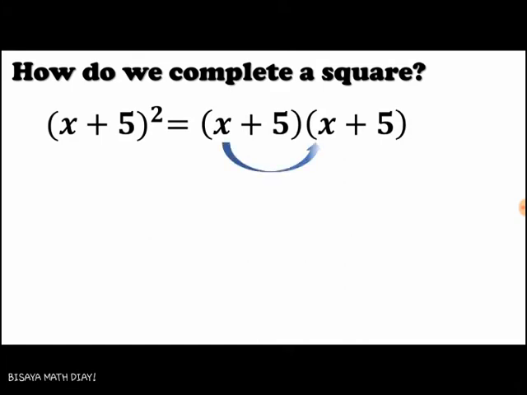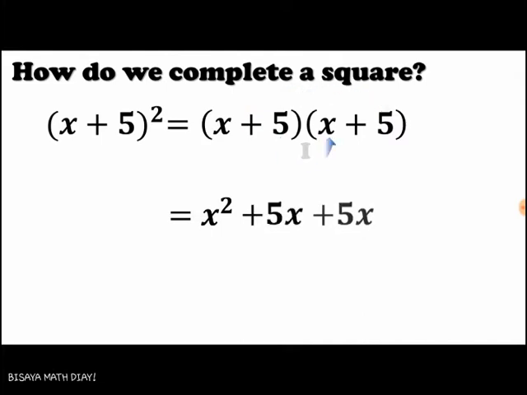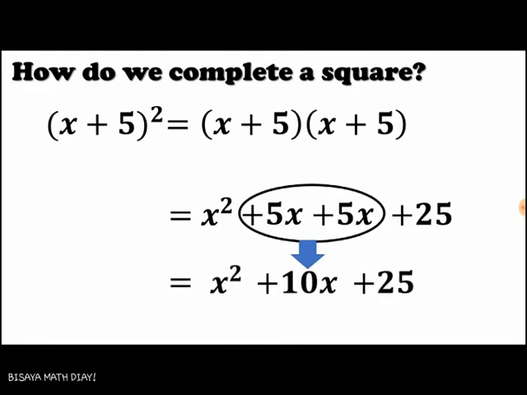So gamit ang FOIL method, first terms, it's the f, x squared, outer terms, that is 5x, inner terms, that's 5x, and then last terms we have 25. So we can combine 5x's, so that means it's 10x. So therefore expanded form is x squared plus 10x plus 25. Gikan sa x plus 5 squared, ang expanded form niya is x squared plus 10x plus 25.